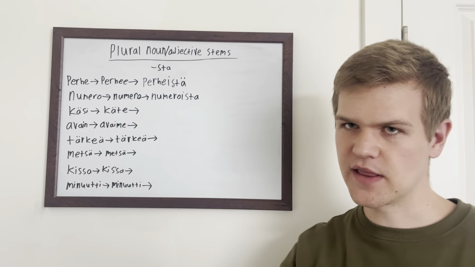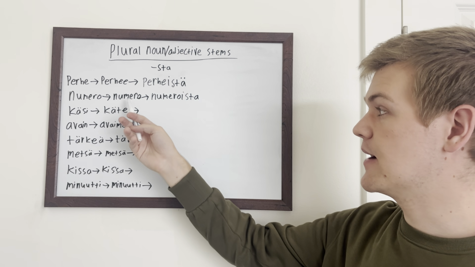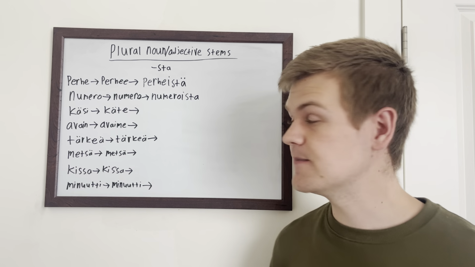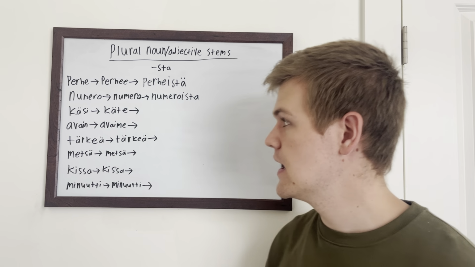And STA can be used for a lot of things besides just from. I'm just using that for simplicity. So if we want to say from a number, we could say numerosta, but numeroista is going to be the plural version. So we want to add STA onto käsi, which is hand.